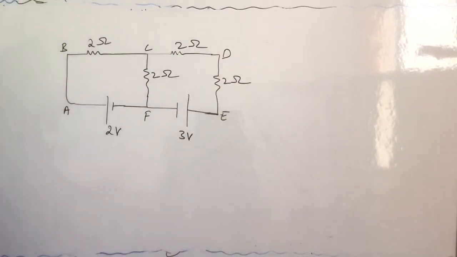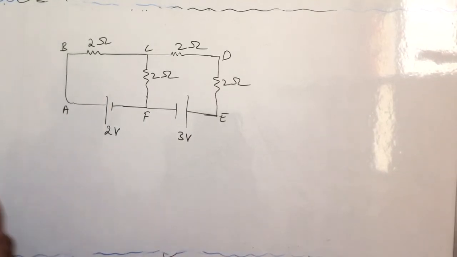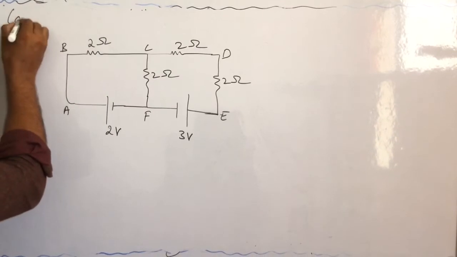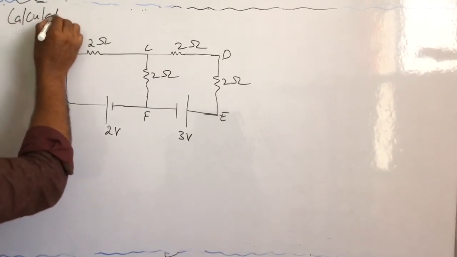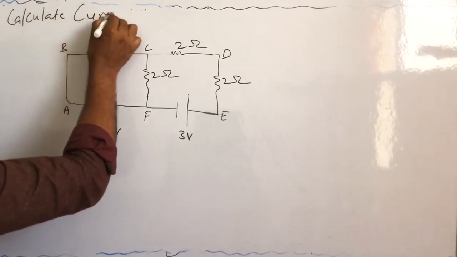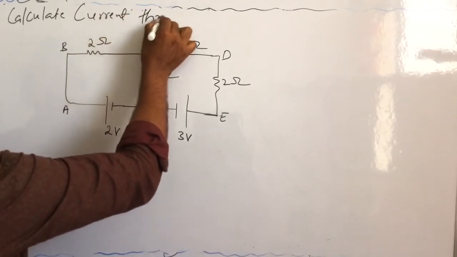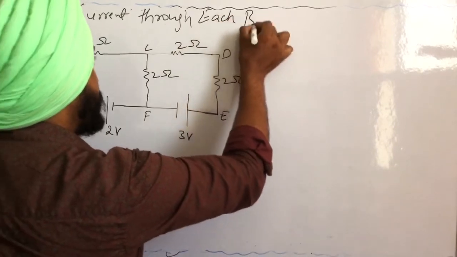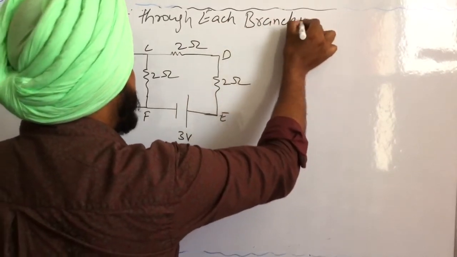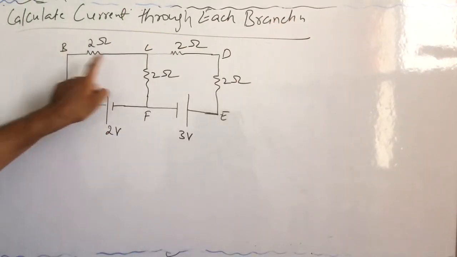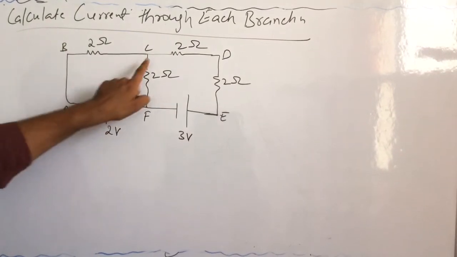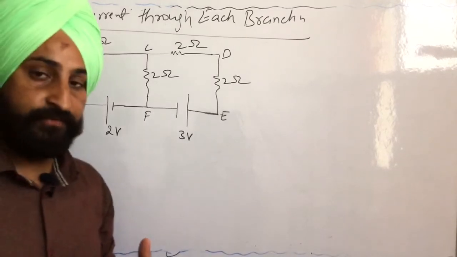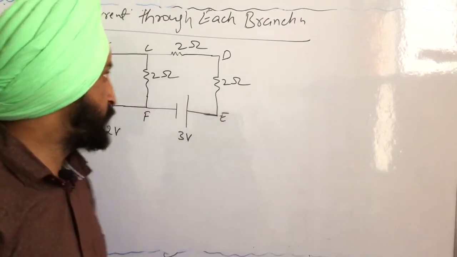And we are asked to calculate the current through each branch. So what we are asked to calculate is the current through each branch. That means you have to calculate the current through BC, through CF, through CD, through DE. So in this way you have to calculate the current passing through each branch.